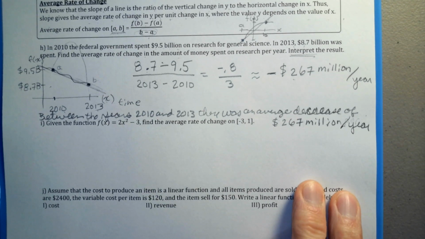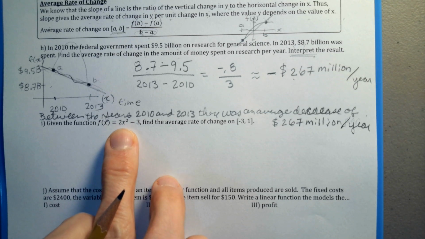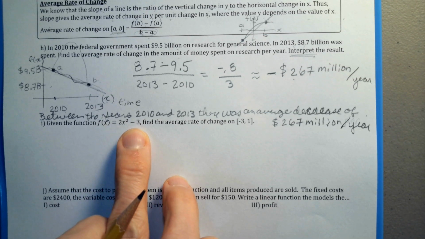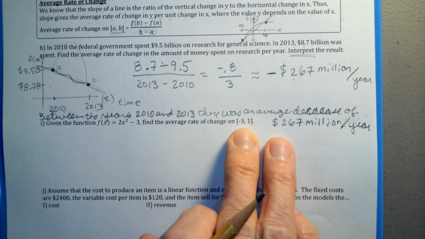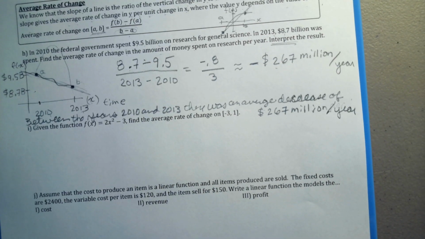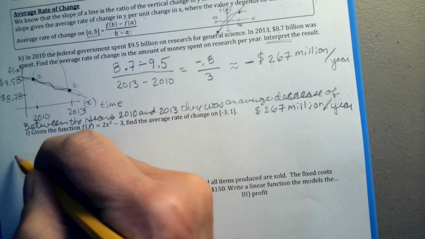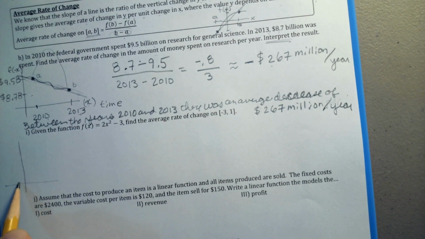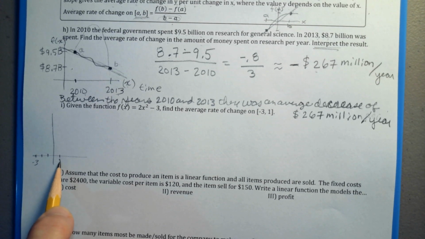Sorry, I kind of ran off onto the next question. All right, let's look at I. Given the function f of x equals 2x squared minus 3, find the average rate of change on this interval. Remember, that interval is dealing with the x values. It might help if we sketch what this looks like. So 1, 2, negative 3, and 1. We want to know what's happening between these two, the values of negative 3 to 1 in the x.